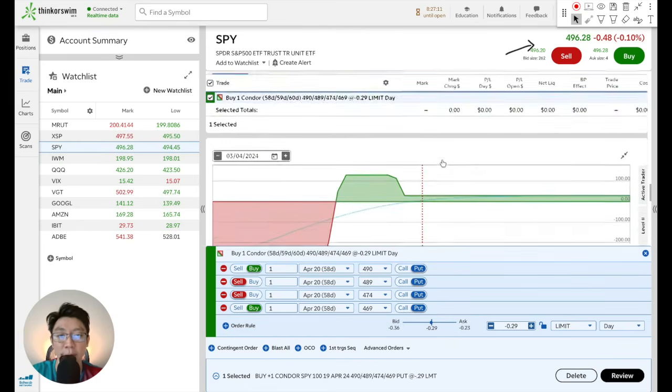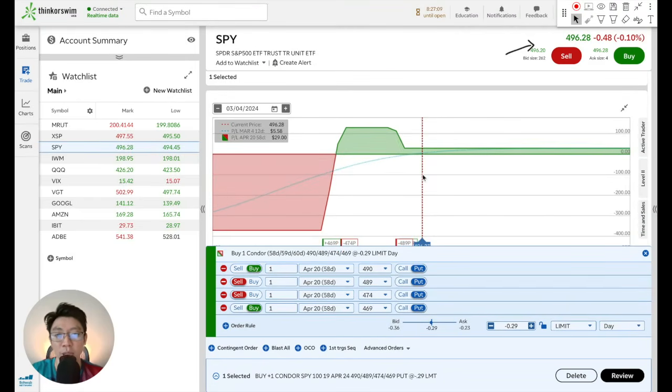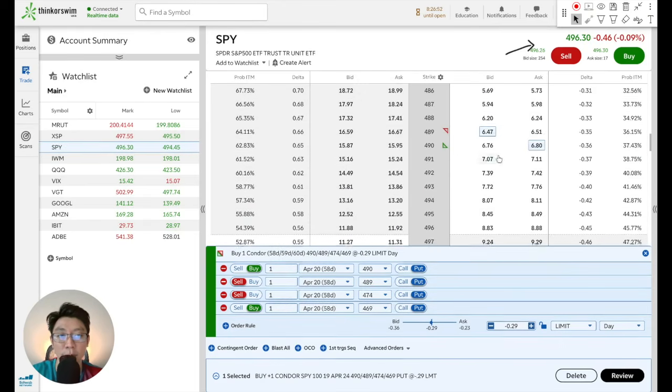Now let's take a look at the P&L graph down here. What you'll notice is that you get slightly more, because you have more credit up front. That is why you're able to get a slightly higher max profit. And if the market goes up, you have slightly more as well. You have $29. Now let's compare this to the previous one.